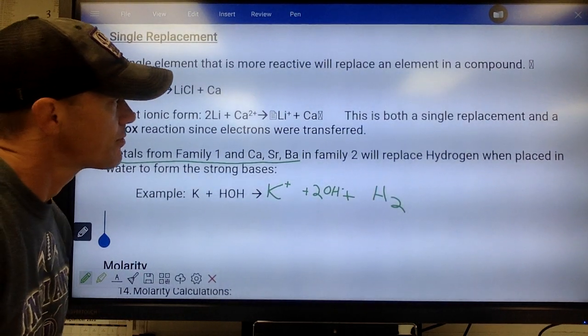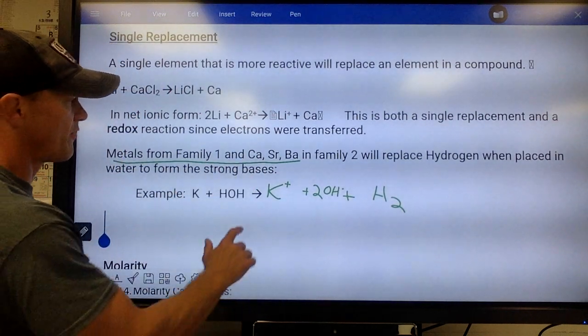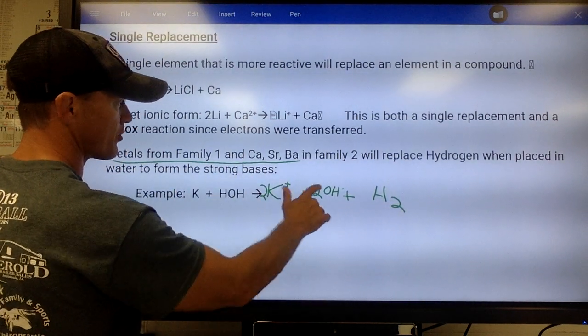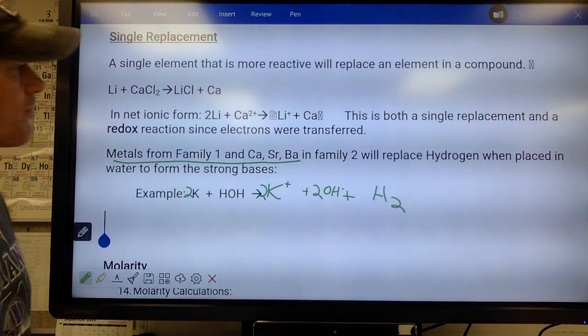So again, family 1 and family 2 elements will do that. If we are balancing this, we do need a 2 in front of that because our charges have to be equal, and a 2 in front of that potassium as we're balancing there.